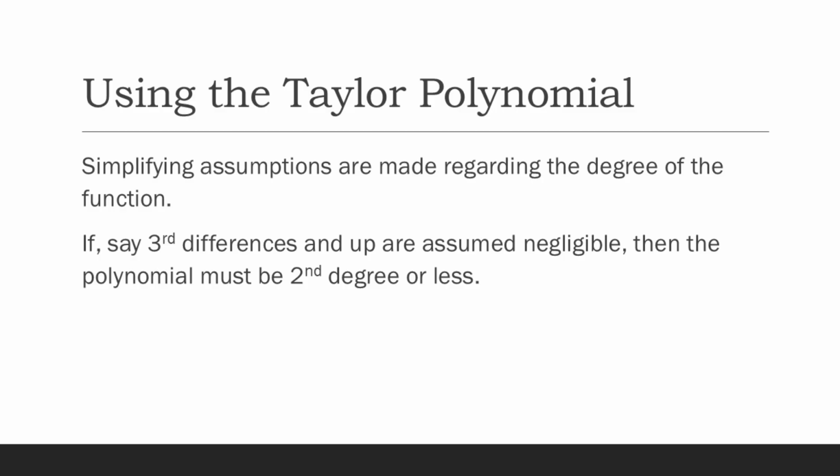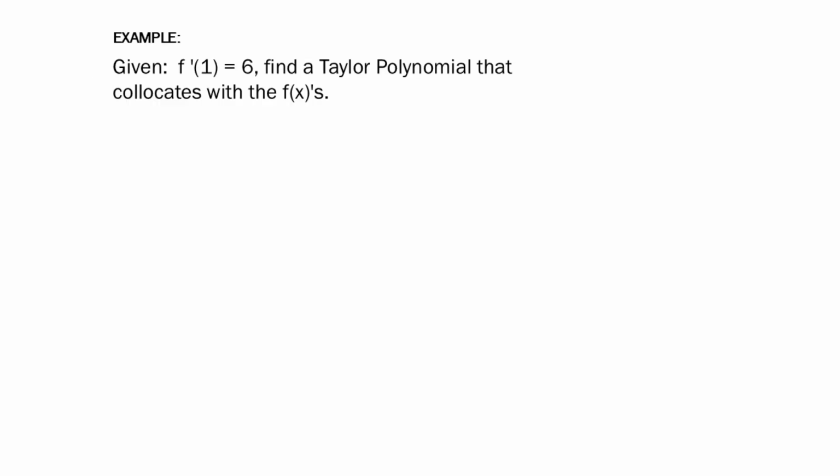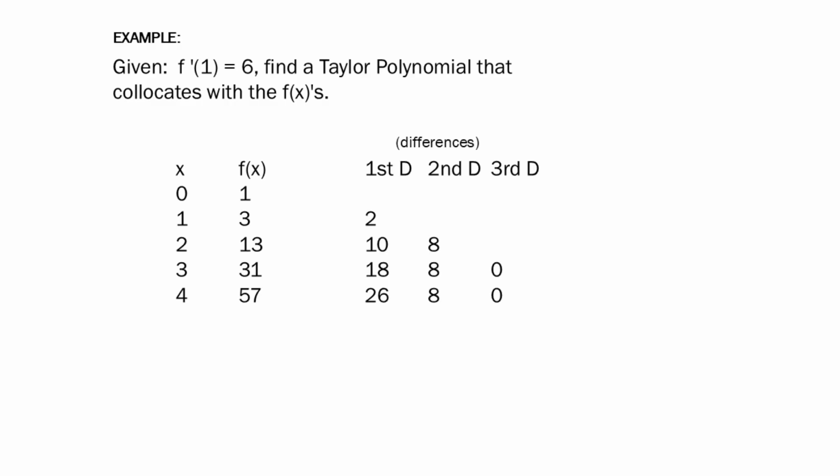How is the Taylor polynomial used? Well, simplifying assumptions can be made regarding the degree of the function. For example, if third differences and up are assumed negligible, then the polynomial must be second degree or less. So we have this example. What if f prime of 1 is equal to 6 and we have this data table over here? And the differences here are the first, second, and third differences.